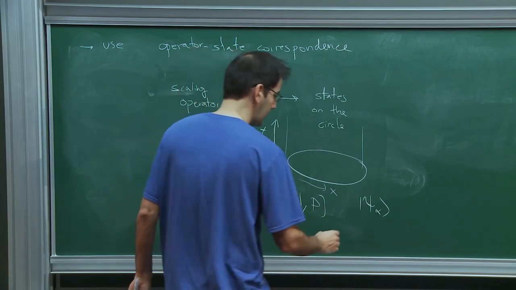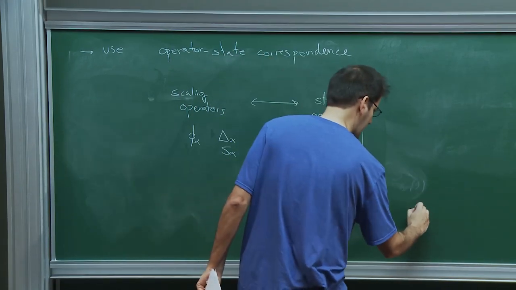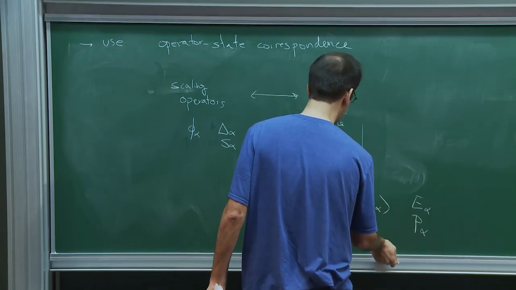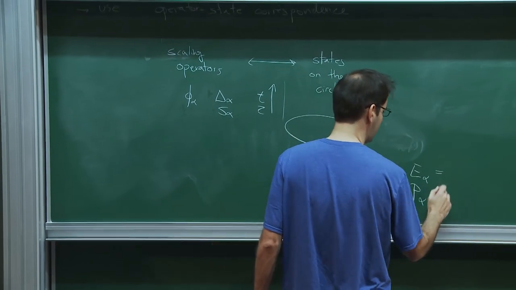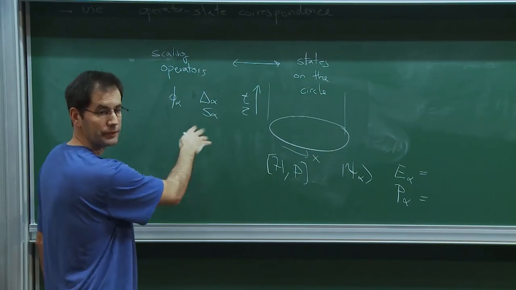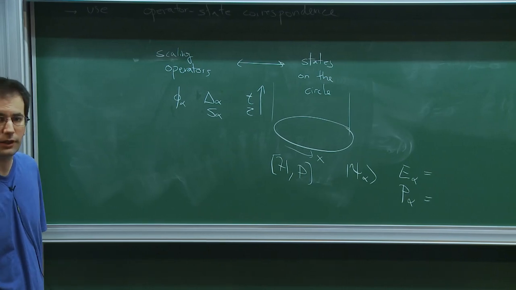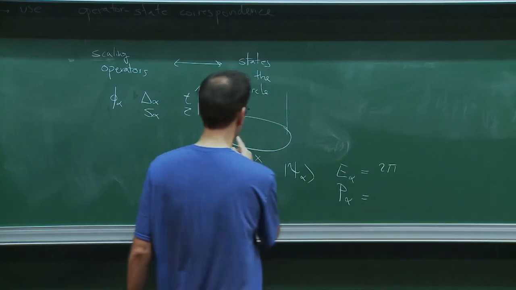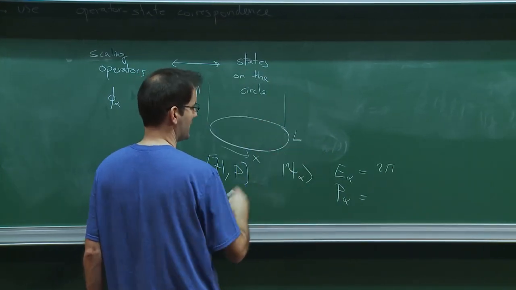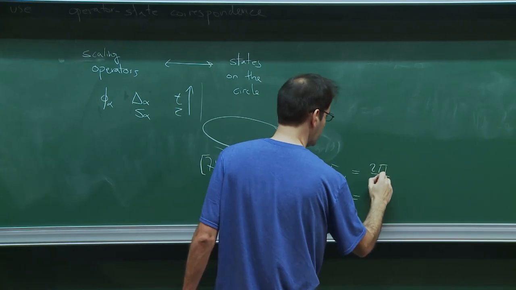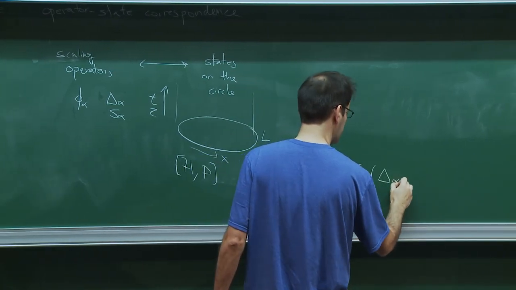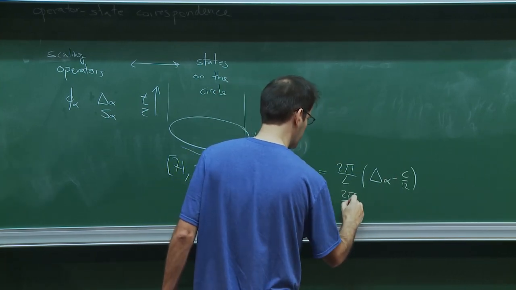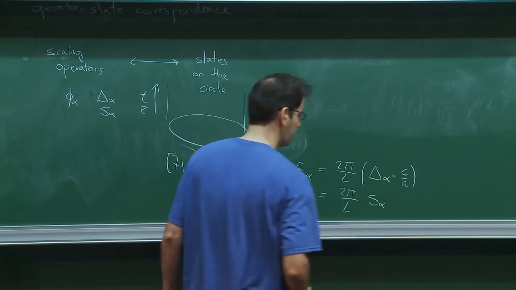Okay? And these energy eigenstates come with energies and momenta, the eigenvalues of these two operators, which happen to be directly related to the scaling dimensions and the conformal spins that we are interested in. So if this direction here has size L, the energy is 2 pi over L times the scaling dimension minus c over 12, c being the central charge, and the momentum is 2 pi over L times the conformal spin.